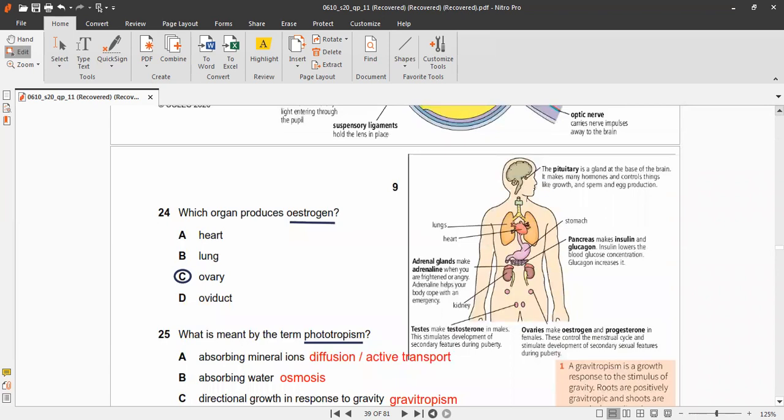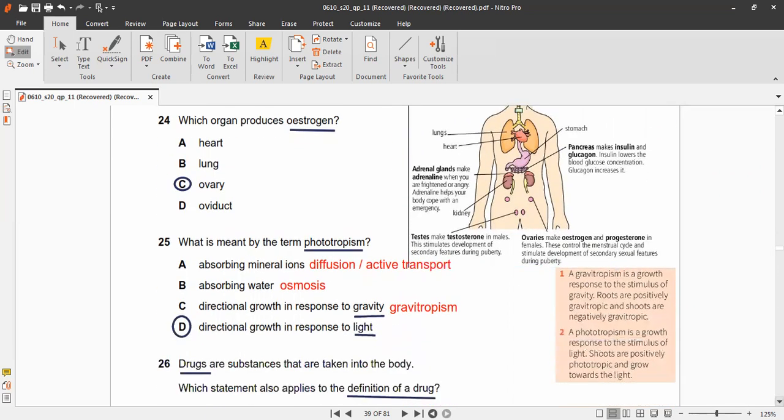Which organ produces estrogen? Yes, ovary. Ovary makes estrogen and progesterone in females. What is meant by the term phototropism? Phototropism, growth response to the stimulus of light. Shoots are positively phototropic and grow towards the light. What about gravitropism? Gravitropism, growth response to the stimulus of gravity. Roots are positively gravitropic, and shoots are negatively gravitropic.